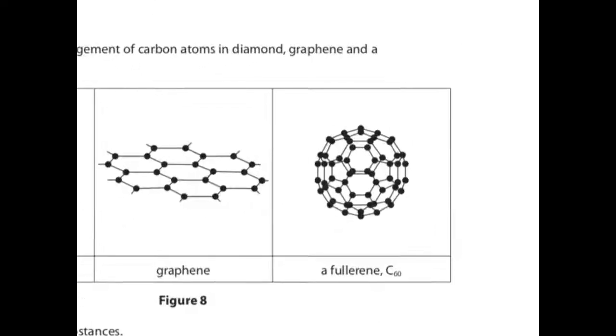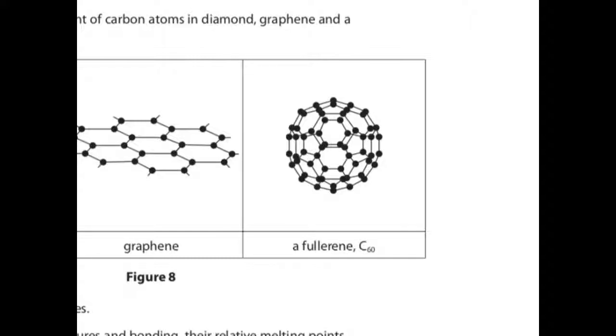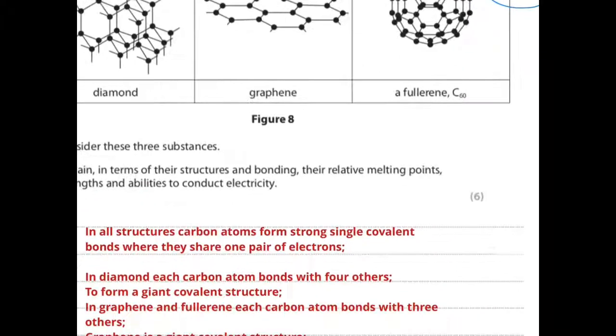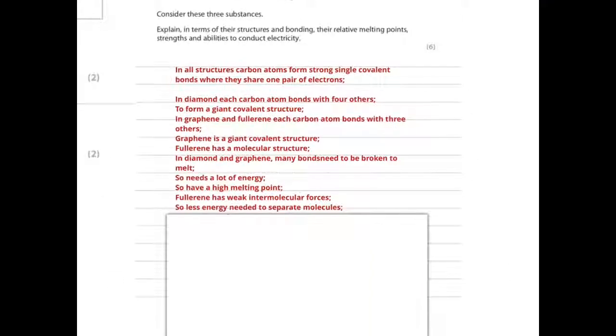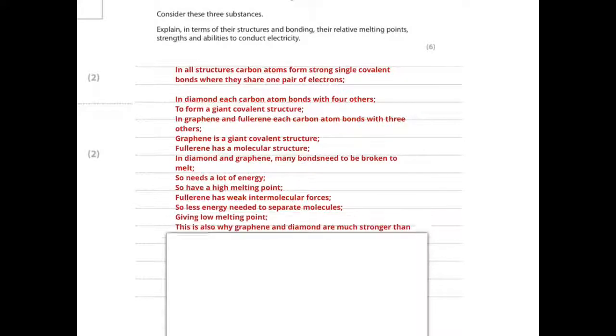So remember, when you're looking at simple molecules, we don't talk about the bonds, many bonds, because there aren't many bonds. We're just talking about the force of attraction between the molecules. We're not talking about electrostatic forces between atoms, and these are very weak. So with simple molecules, you always have lower melting points and boiling points. So fullerene will have a low melting point because it has weak intermolecular forces, so less energy is needed to separate the molecules. So this gives it a low melting point.